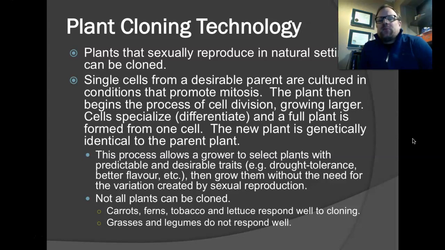So you might be able to take a plant that is drought tolerant or has better flavor and clone it because you want more of those. And then you grow them without having to worry about variation that's created by sexual reproduction. As soon as you bring in another sperm or another egg and you bring them together through sexual reproduction, you're going to maybe miss out on some traits that you wanted to end up having. So not all plants can be cloned though. Carrots, ferns, tobacco, lettuce, they all respond well to cloning, but grasses and legumes don't respond well for whatever reason.